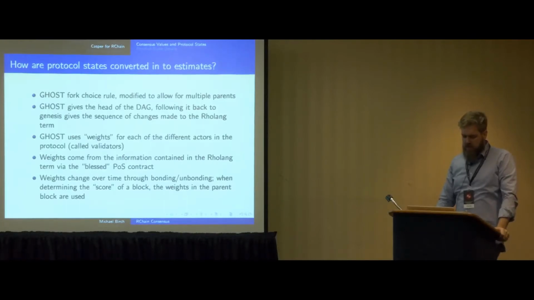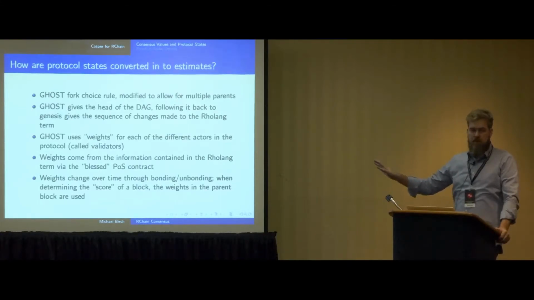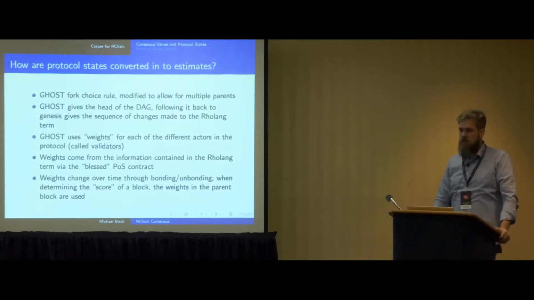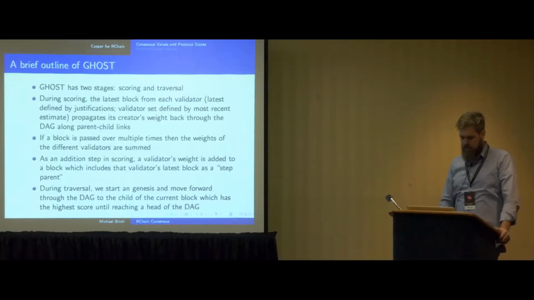Ghost uses weights for each of the different actors in the protocol called validators. Weights come from the information contained in the Rholang term via the blessed proof of stake contract. So Michael Birch's proposal here, this is something we need to continue discussing, but his proposal is that the weights are somehow derived from the hashes of the Rholang term. Weights change over time through bonding and unbonding. When determining the score of a block, the weights in the parent block are used.